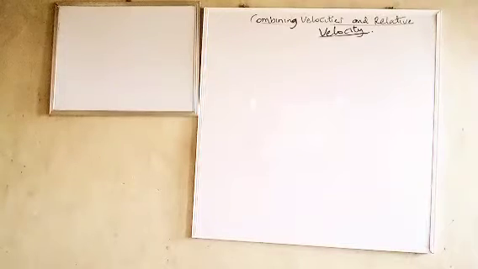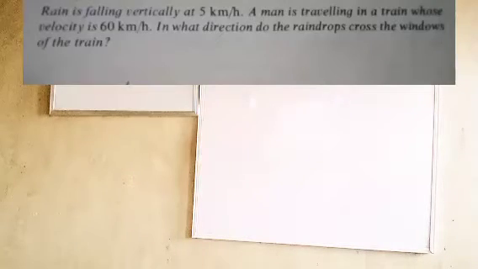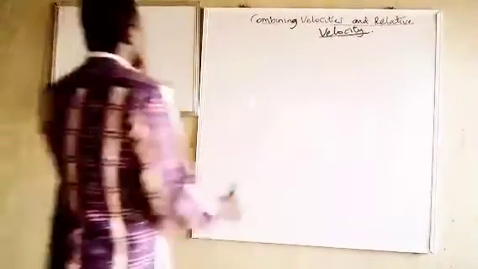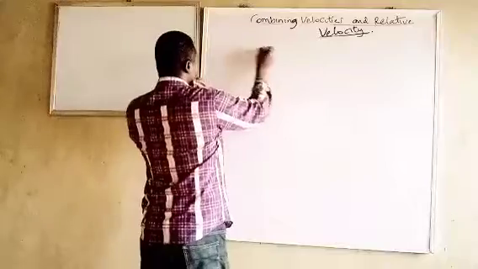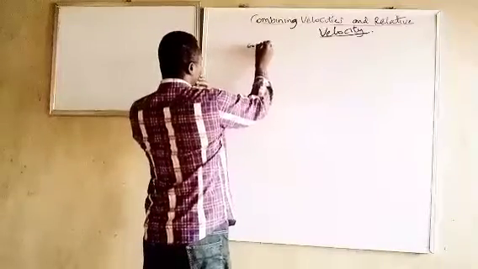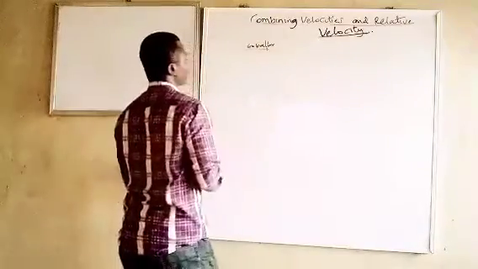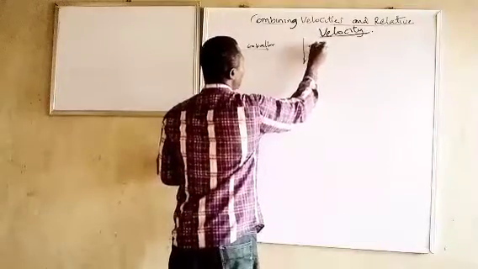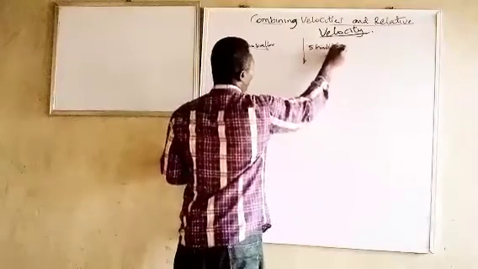Let's look at this simple one. Rain is falling vertically at 5 kilometers per hour. A man is traveling in a train whose velocity is 60 kilometers per hour. In what direction do the raindrops hit the windows of the train? Now, this is the velocity of the train. It is moving like this, 60 kilometers per hour. The rainfall is moving down at 5 kilometers per hour.